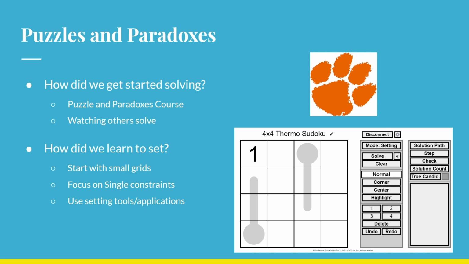How did we get started solving? Obviously we'd solved normal Sudoku before taking the course, but once we took that Puzzles and Paradoxes course at Clemson University, we learned that variant Sudoku is a thing. So we started small, with 4x4 grids, and learned how to think about single constraints, thermometers perhaps, focusing on killer cages or Kropki dots, and learned how to progressively work our way up to solving 6x6 grids and then 9x9 grids.